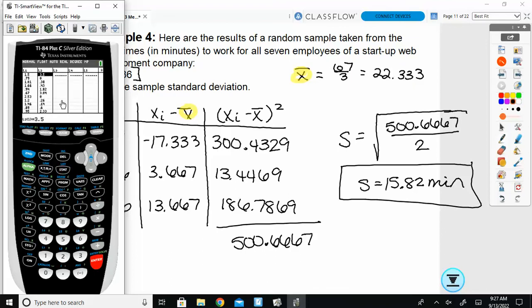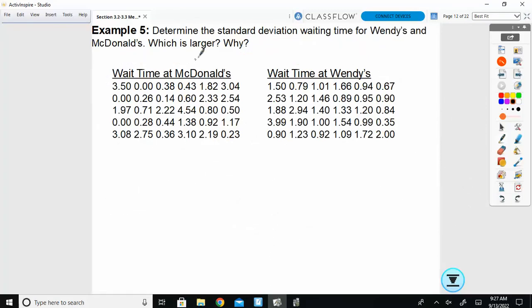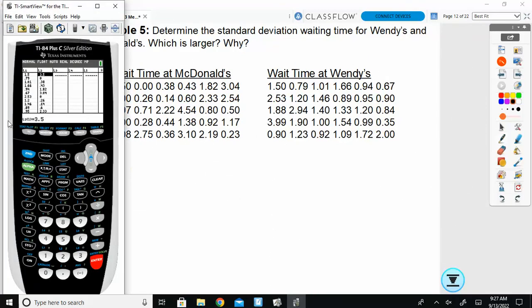For the McDonald's and Wendy's, hopefully, if you had it the first time, it's still there. If you didn't, then share with a partner if you want, or just watch me. So I want to compare the standard deviations for each of those.